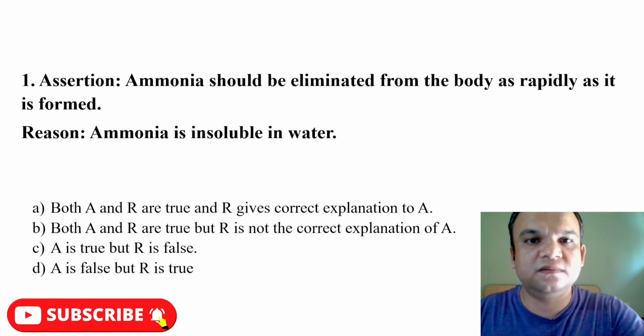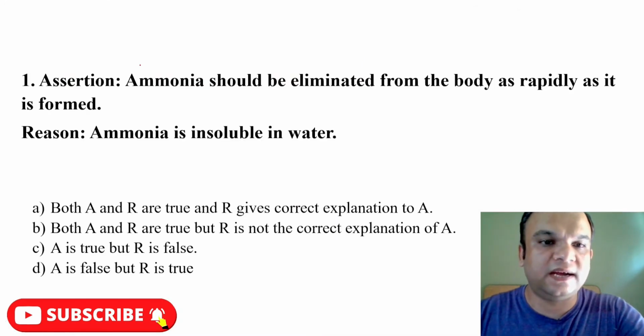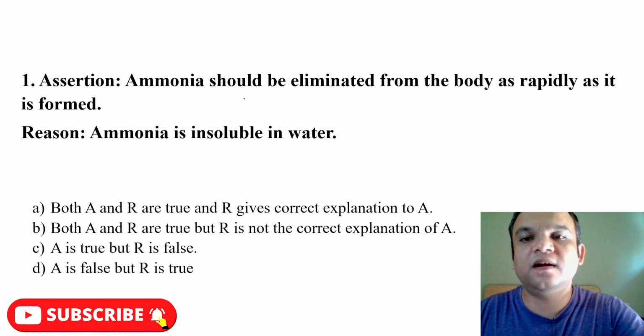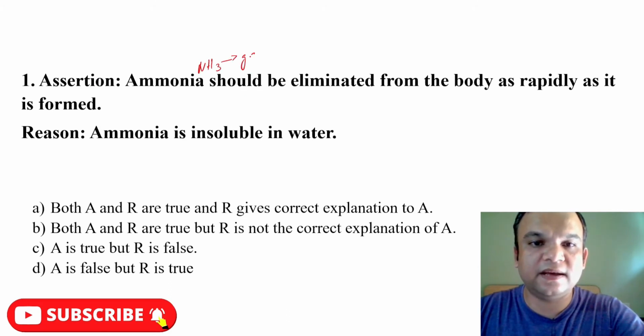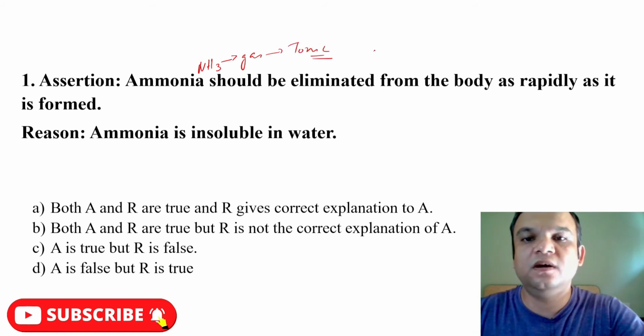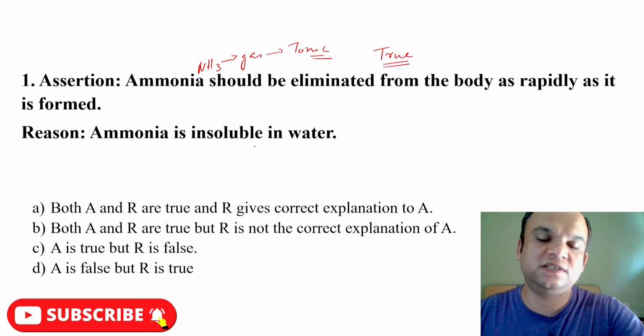The first question is, assertion states that ammonia should be eliminated from the body as rapidly as it is formed. So students, what do we think? Ammonia being a gas, it is extremely toxic to be stored in the body. So it is a true statement that it should be removed as soon as it is formed.